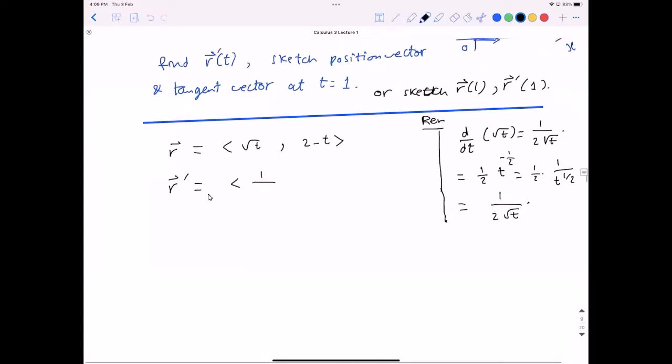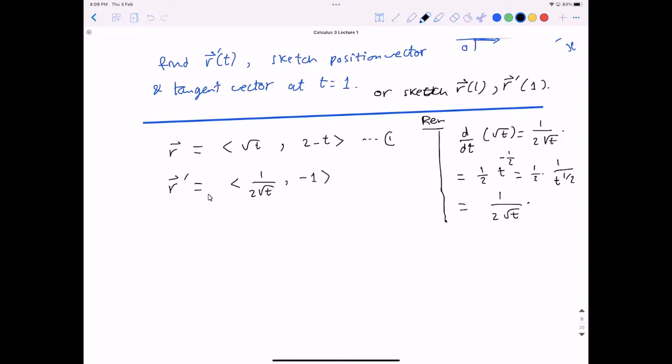So it's 1/2 root T. Of course, T has to be bigger than or equal to 0 in the first given equation. In the second, it has to be more than 0 because of the constraints of the domain. The derivative of y is easy. Derivative of 2 is 0. Derivative of minus t is minus 1.